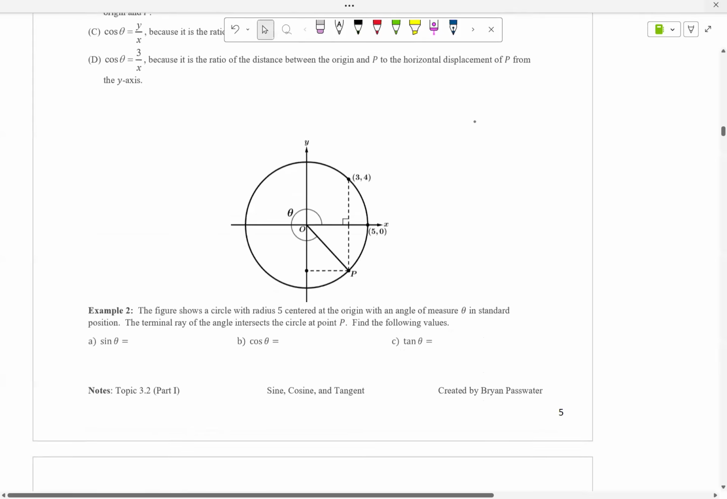Okay, so this one, they need to tell us the radius is 5 there. Really? No. It seems redundant, doesn't it? Wait, why didn't they need to tell us? Oh, because 3, 4, 5. Yeah, we have a 3, 4, 5 right there. Okay. So do we know the coordinates of point P? 3, negative 4. 3, negative 4, is that right?